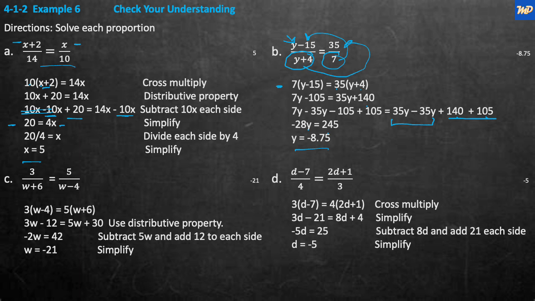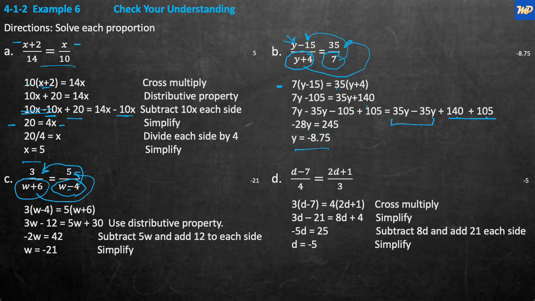Let's do C. Again, 3 is to w plus 6 as 5 is to w minus 4. We're going to cross multiply. We're going to get 3 times w minus 4, going up here on the left, and the w plus 6 going around here to the right. Okay? 3 times w minus 4 equals 5 times w plus 6. We're going to carry out the distributive property, the multiplication. So we're going to get 3w minus 12 is equal to 5w plus 30.